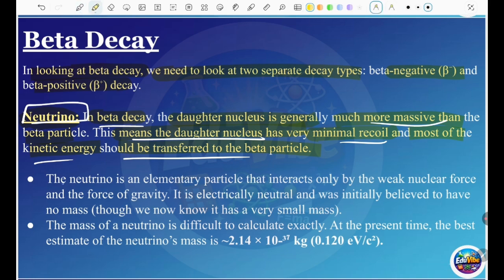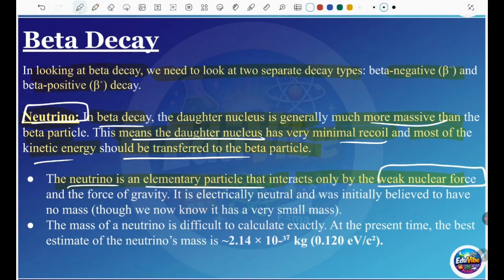The neutrino is an elementary particle that interacts only by the weak nuclear force and gravity. It is electrically neutral and was initially believed to have no mass. It does have mass, but a very small mass. So we can say it has no mass and is neutral. And you have to note which particle is neutral and which is not neutral.